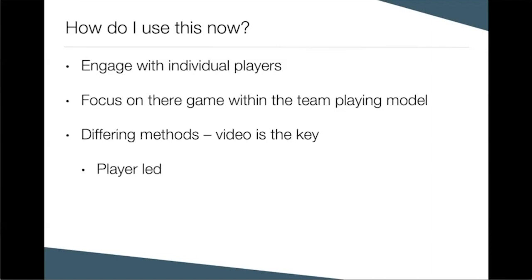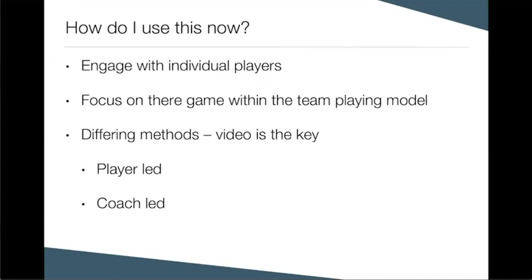I'm going about this in two ways. There's a player-led approach and a coach-led approach. The player-led approach is very much around sending players footage of their own games or of our own games, so that they can review those games relative to our playing model, and provide me feedback or ask questions around their individual role within the team and how it's worked for them and what they've seen. And really to provide some detailed feedback around any questions that they do have.